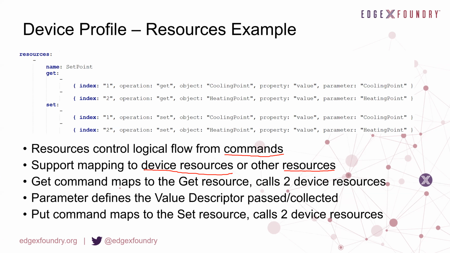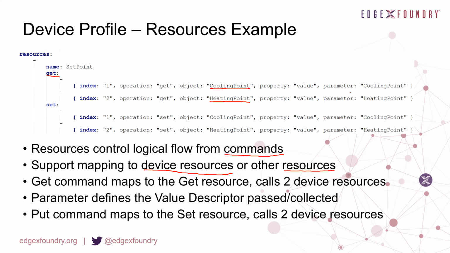What we also have is get commands and set commands. These are analogous to read and write operations. In this case, going back to our command example, we have a get on the setPoint method. What this is actually going to do is trigger 2 separate reads, one for the cooling point and one for the heating point. And these are references to the device resources, which we will get to in a second.